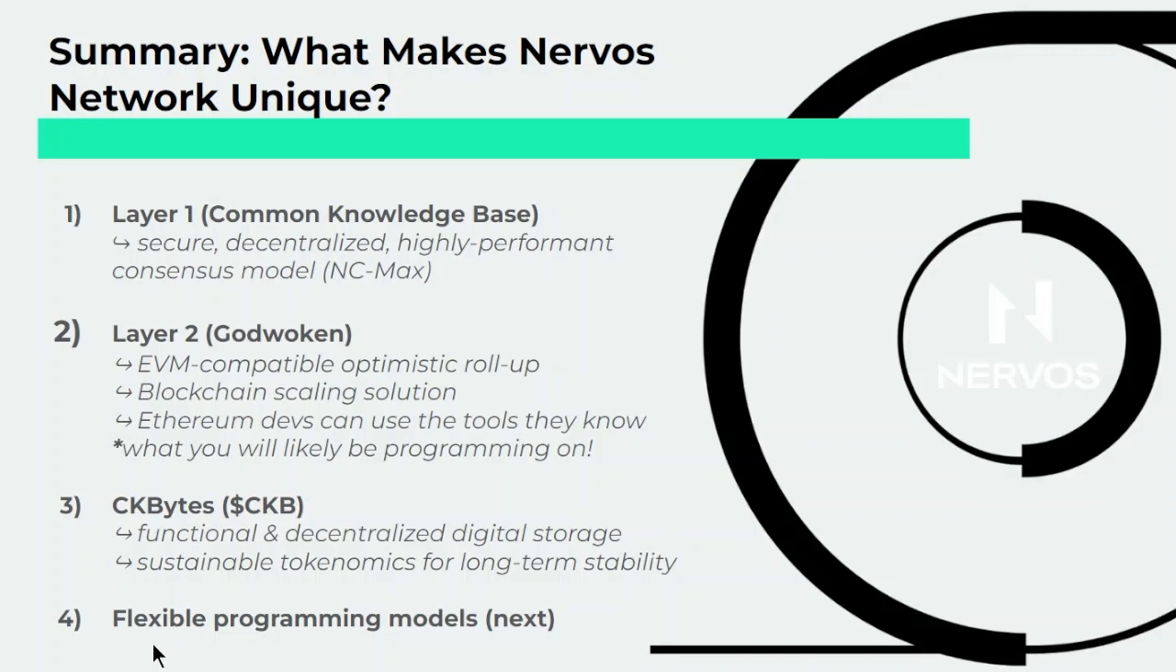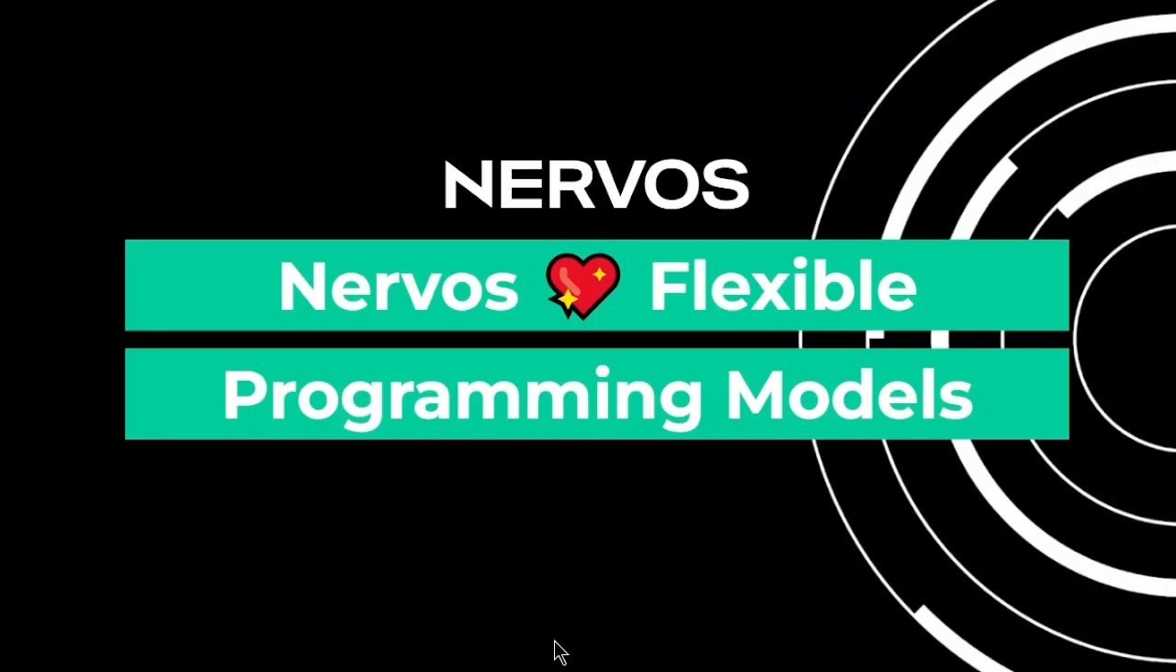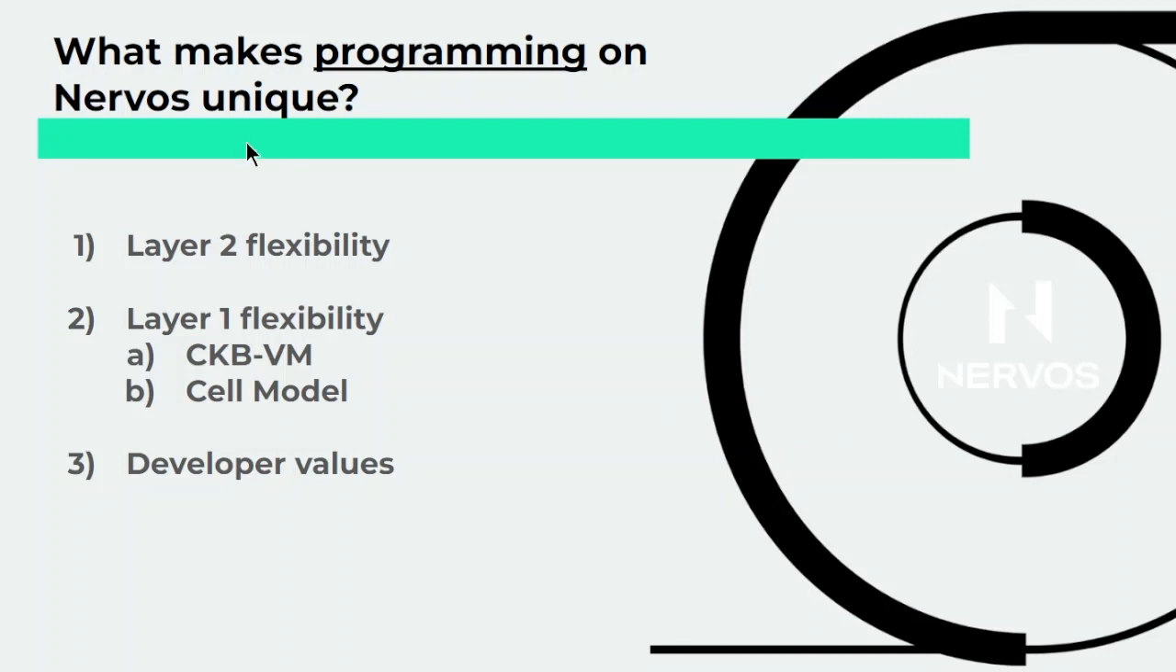Next, we talk about flexible programming models. All right, Nervos Network loves flexible programming models. We love flexibility here. So what makes programming specifically on Nervos unique? We've already kind of covered this with layer 2 being EVM compatible and a rollup as well, but let's dive deeper into this. Additionally, how is layer 1 flexible?